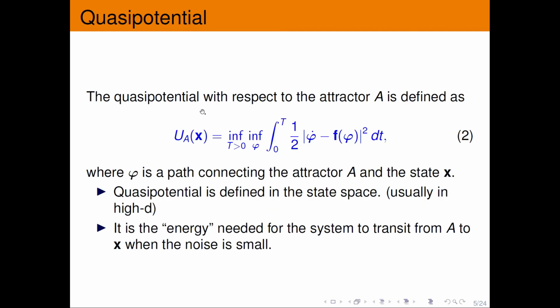Then the quasipotential with respect to the attractor A is defined as the infimum of this path function over any path phi connecting the attractor A and the state x with time horizon t. Here the quasipotential is defined in the state space, which is usually in high dimensions. The quasipotential is a natural generalization of the energy needed for the system to transit from A to x when the noise is small.